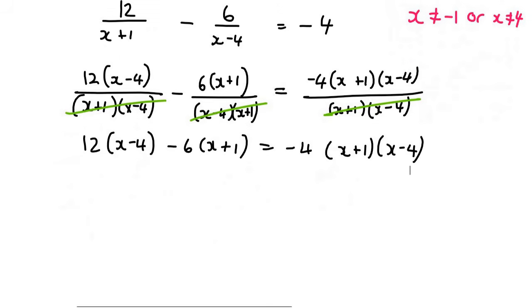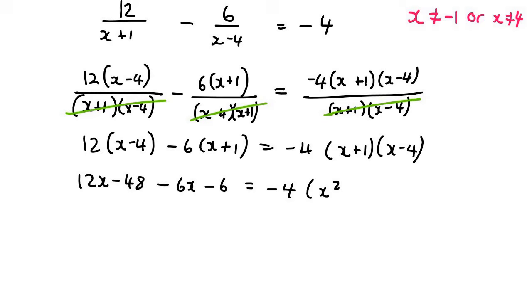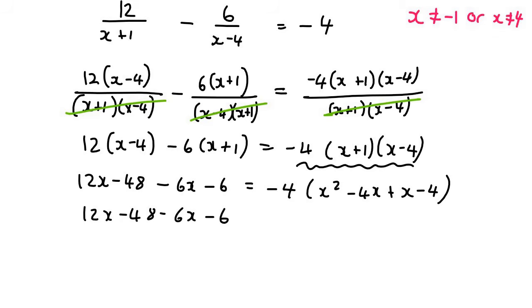Okay, so we now have that. So now what we do is we can multiply the 12 into the bracket, and so 12x minus 48 minus 6x minus 6 equals minus 4 times x squared minus 4x plus x minus 4, and so we can just solve a bit. And you see how I did this one, by the way, I didn't mention it. There were 3 things over here, so I did the brackets first.